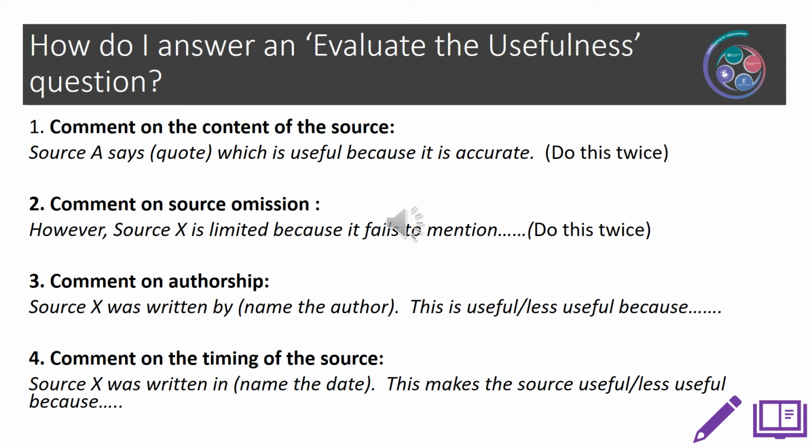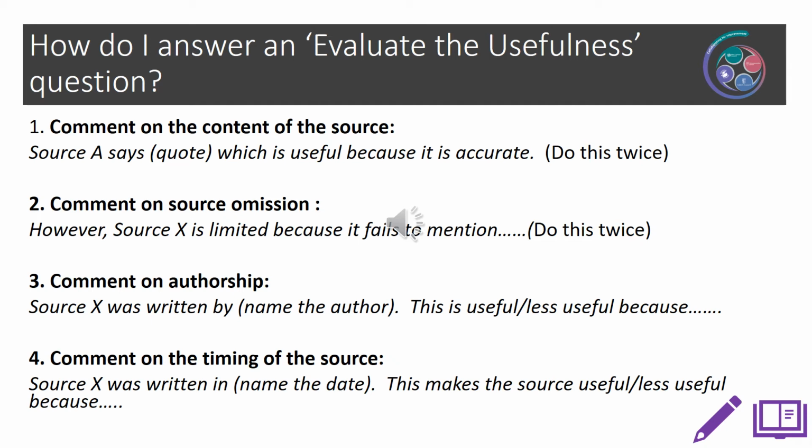The second thing that you look to do is to comment on source omission. So there's 2 marks available for the content of the source and 2 marks available for source omission. If you are able to structure your answer correctly and pick up both of the marks for content and both marks for source omission, then you've guaranteed yourself already 4 out of 5. How you structure your comment on source omission is to say the source is limited because it fails to mention, and again you do this twice.